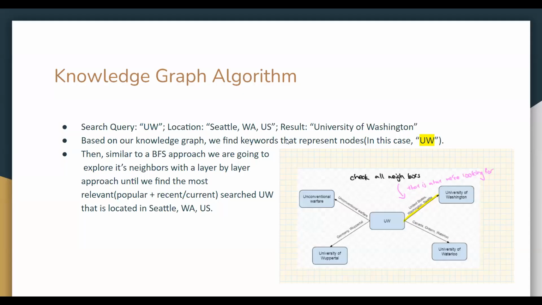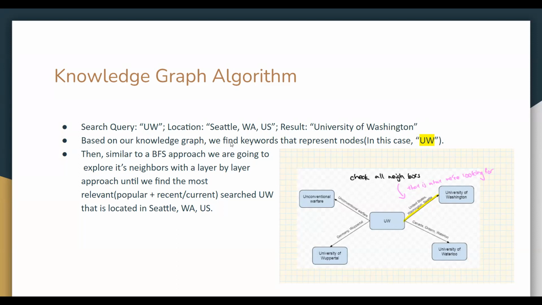Now for the knowledge graph algorithm. Say we are given a search query UW, a location Seattle, Washington, US, and a result that we want is University of Washington. Based on our knowledge graph, we can find the keywords that represent the nodes. In this case, the UW. UW is a node, that's why it's a keyword.